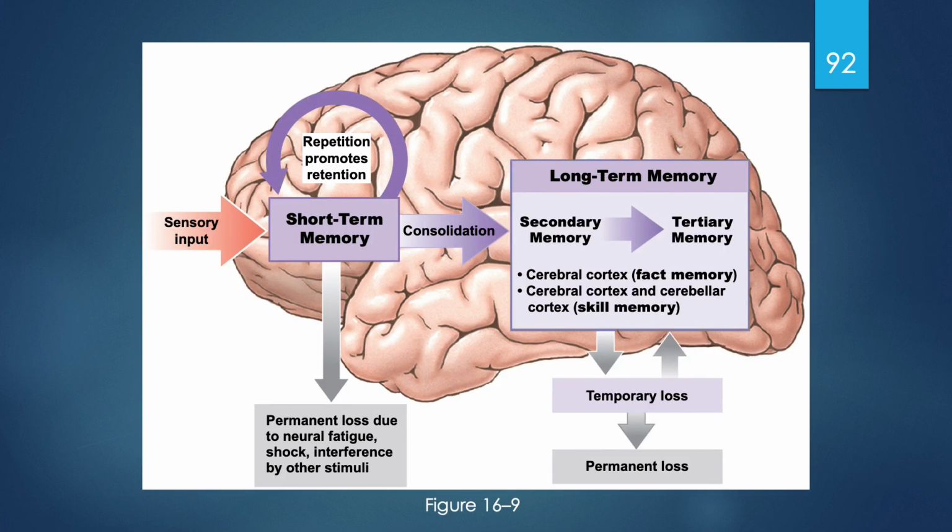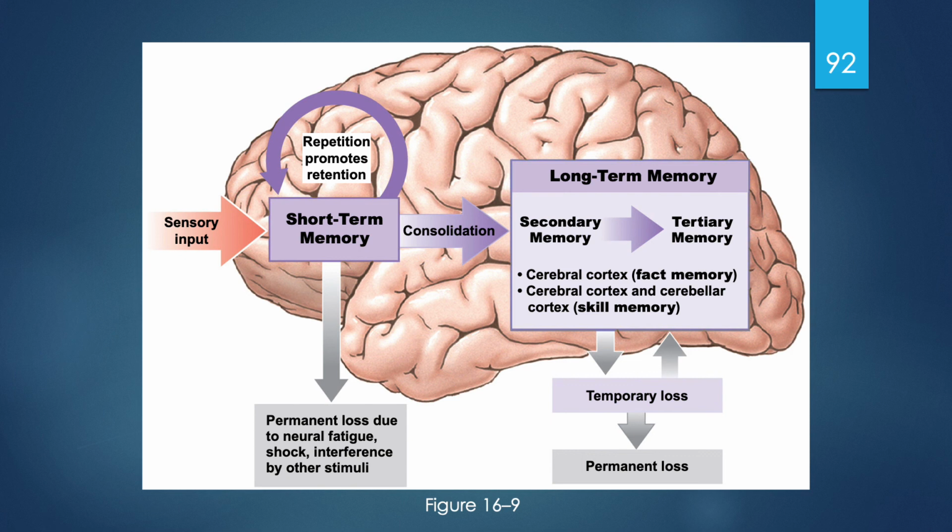Figure 69 shows you the process by which a short-term memory can become a long-term memory. So if you have some sort of sensory input, for example, you're trying to recall the difference between the autonomic nervous system and the somatic nervous system, you can repeat it over and over and over to yourself, and that will promote retention, so eventually it will consolidate into a long-term memory.